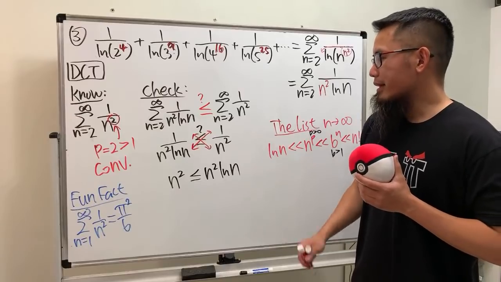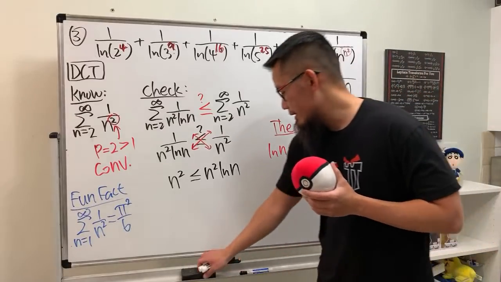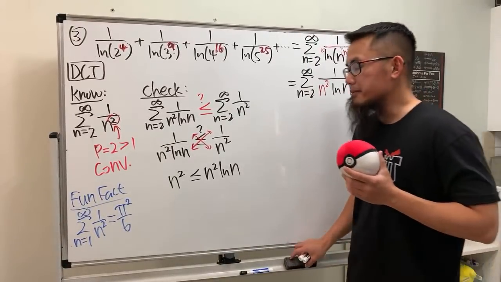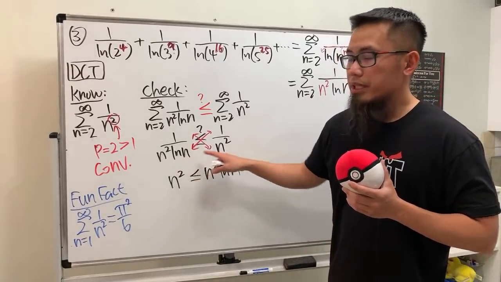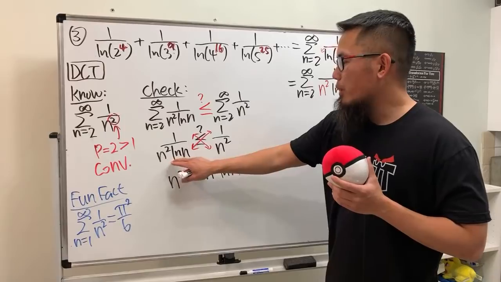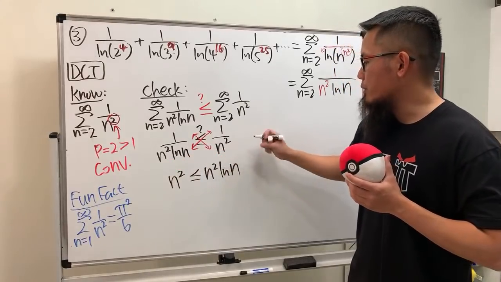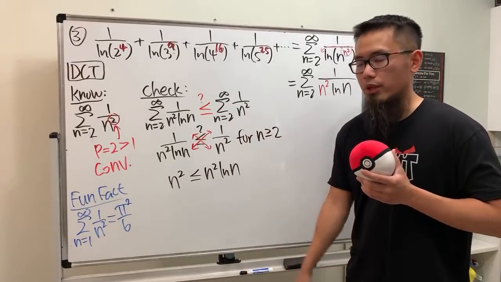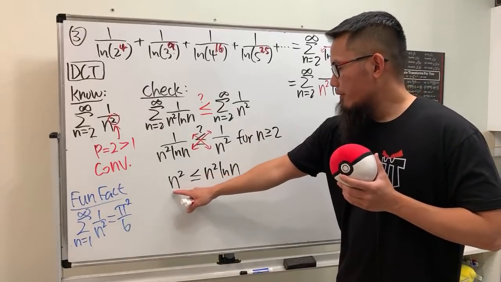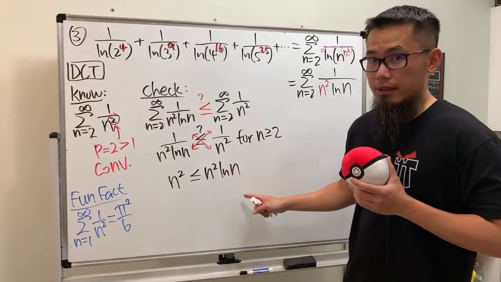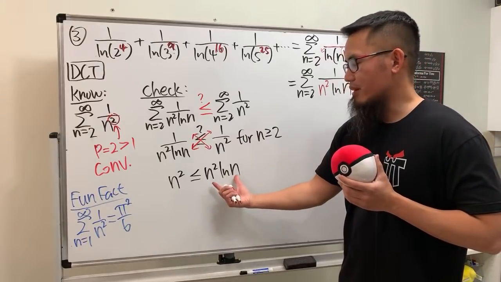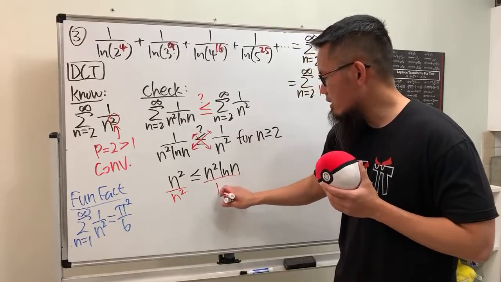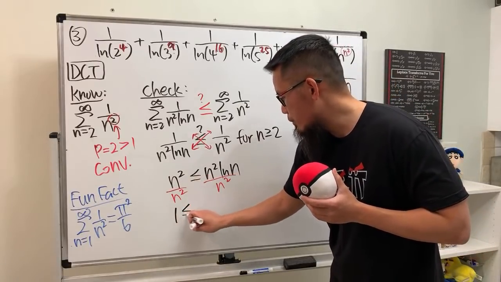So now, here's the small trouble whenever this kind of thing happens. I don't really like this sometimes whenever we run into it, but let me take some time to explain it. When we put this down, we are supposed to say that this inequality is true for n greater than or equal to 2. So right here, we have n squared less than or equal to n squared ln n. Let's divide both sides by n squared. They cancel. You get 1 is less than or equal to ln n.